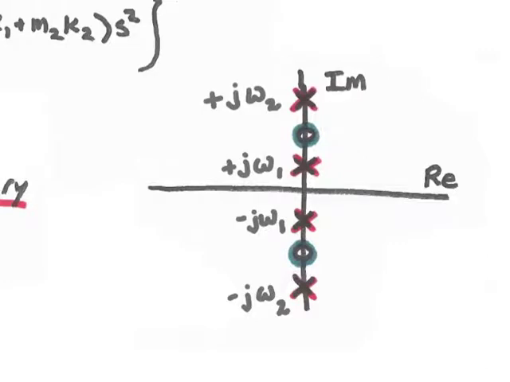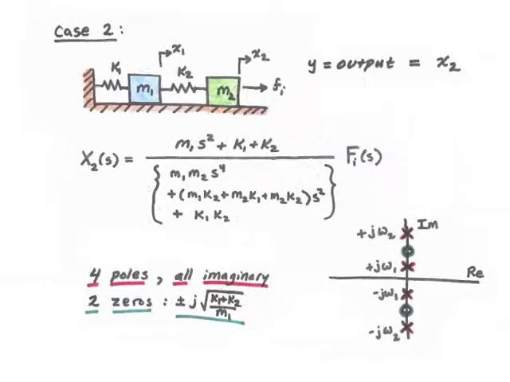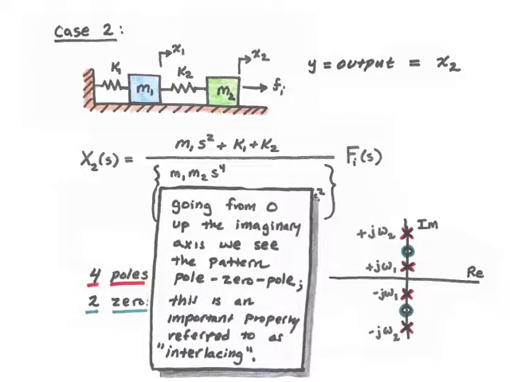The placement of the poles and zeros in the complex plane will look as follows. We'll have two sets of complex conjugate poles on the imaginary axis and a pair of zeros between them. This property of the zeros appearing between the poles is referred to as interlacing.